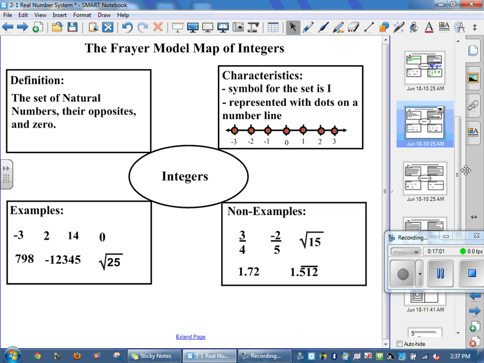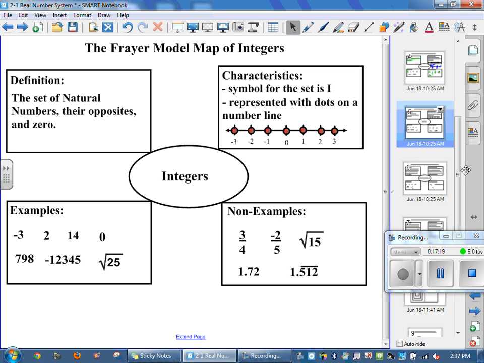Yes, you can have perfect squares here. Now, why do you see a perfect square in there? We thought the perfect squares only showed up as irrational numbers. Why do you think it's here? Any guesses? Yeah.